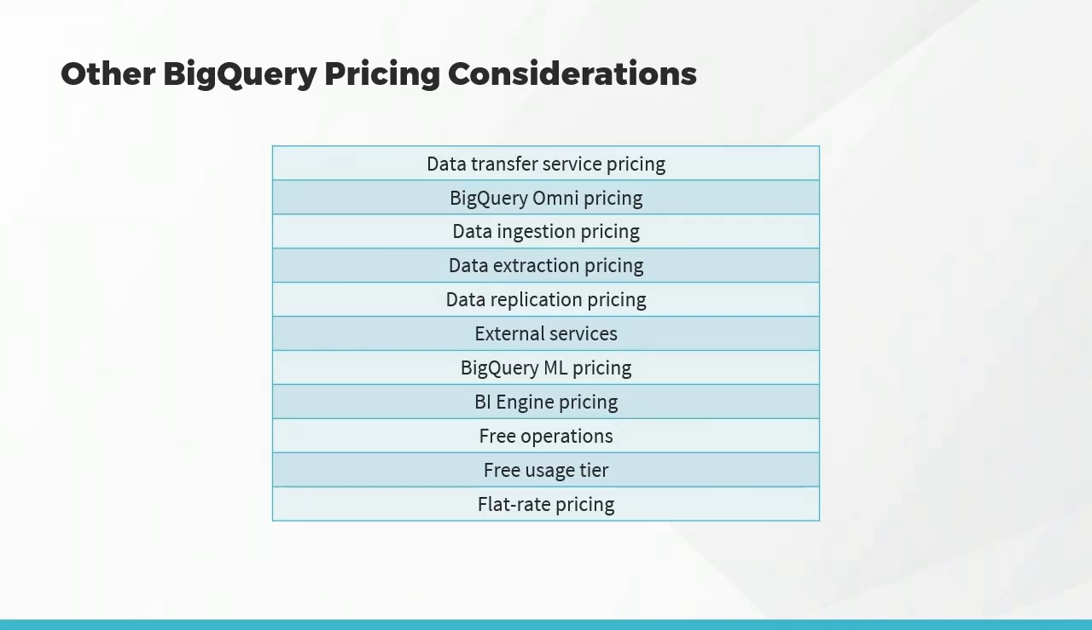We have obviously the BigQuery machine learning pricing as well. And we also have the business intelligence engine pricing, as well as some free operations or free usage tier and flat rate pricing. So these are just all the different pricing models that are available here with BigQuery. And we're just scratching the surface here. So depending on what we're trying to do, what operations we're trying to handle, what usage tier we're on, we could all pay a completely different price. And so it's something to keep in mind when you're trying to design a solution with BigQuery to solve a problem for your organization.